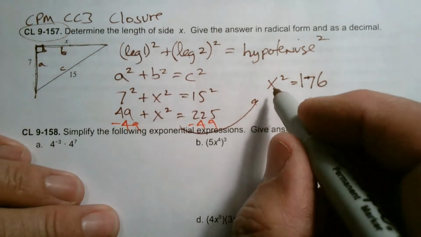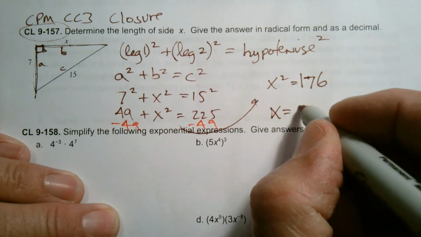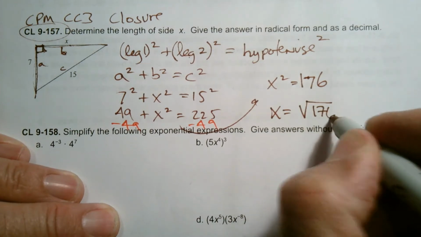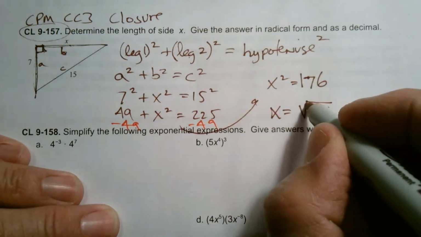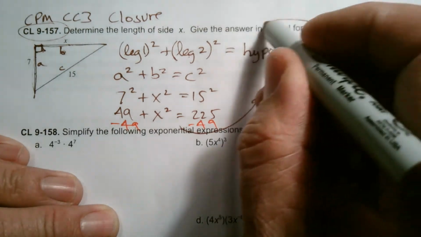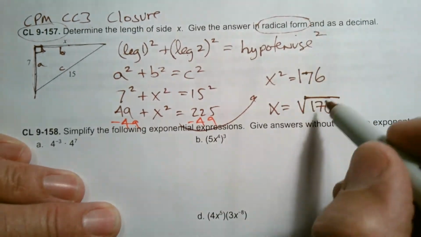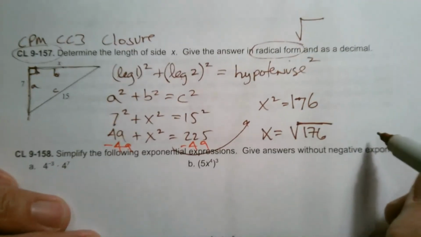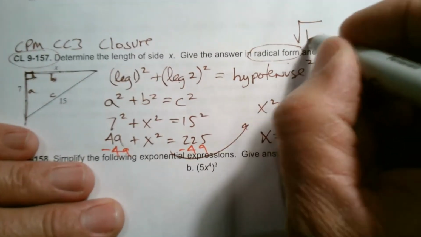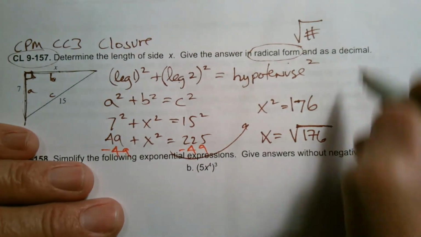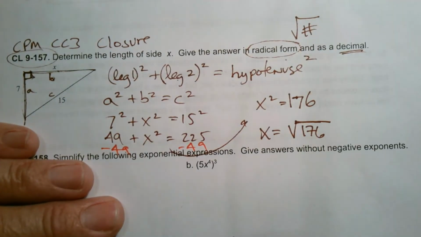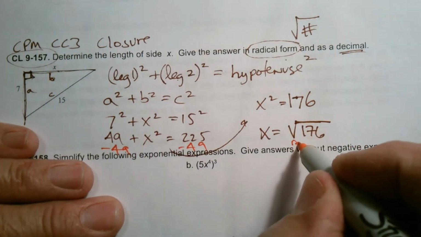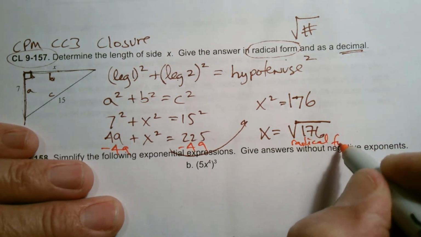If that's what x squared is, x would equal what? The square root of 176. The opposite of squared is square root. So this right here is considered radical form. Radical form includes the square root. That's what that means when they say radical form. It's the square root with whatever number underneath it. And then as a decimal, so this is radical form right here. Okay, that's the radical form.